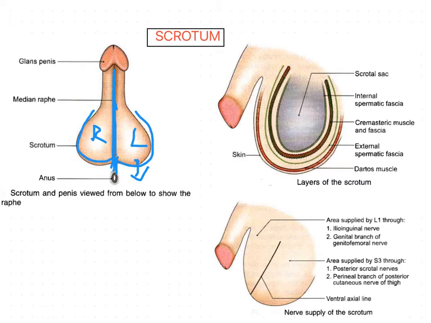This is due to the contraction of the subcutaneous muscle of the scrotum. That muscle is called the dartos muscle, which actually replaces the superficial fascia.